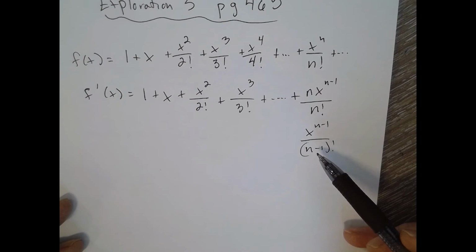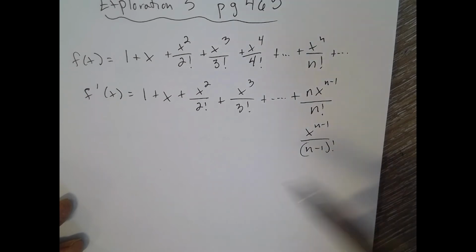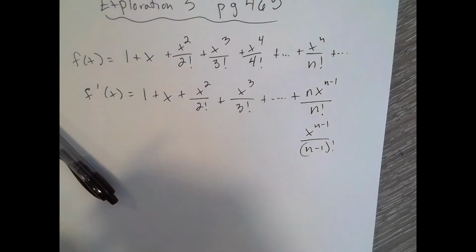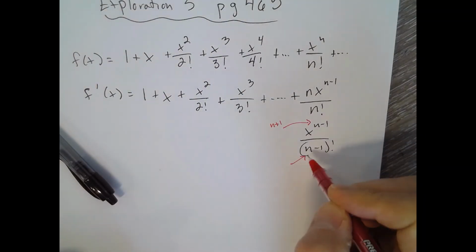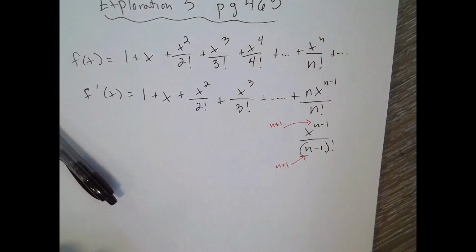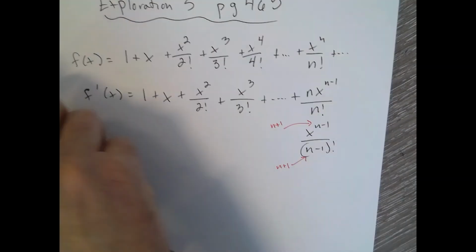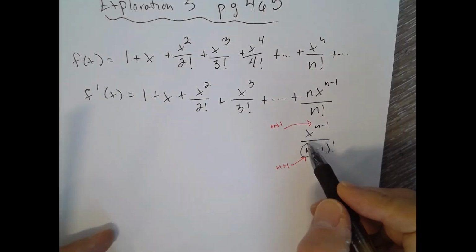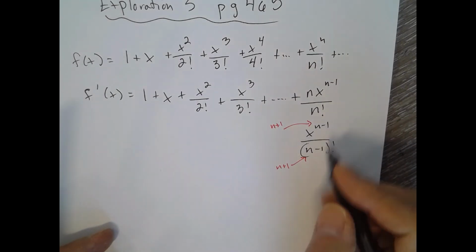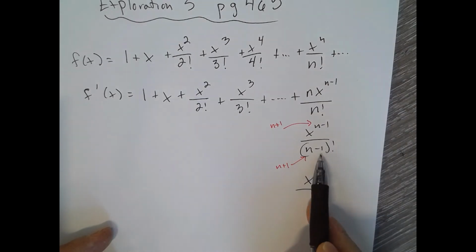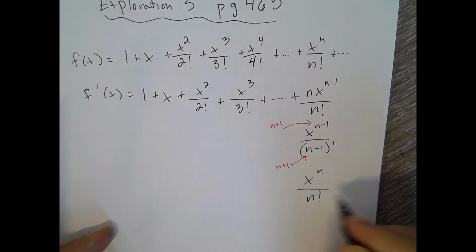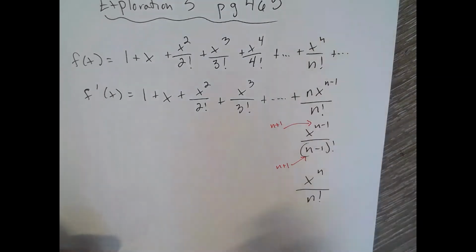So I could figure out what the next term is by plugging in n plus 1 into my n's and see where that takes me, because that's going to be my next term. So it's going to be x to the n plus 1 minus 1 over n plus 1 minus 1 factorial, which is x to the n over n factorial. So what do we notice? It's literally the same thing. The exact same thing.